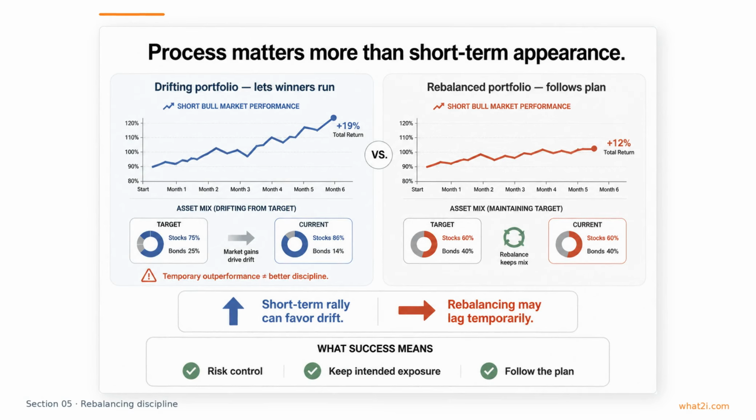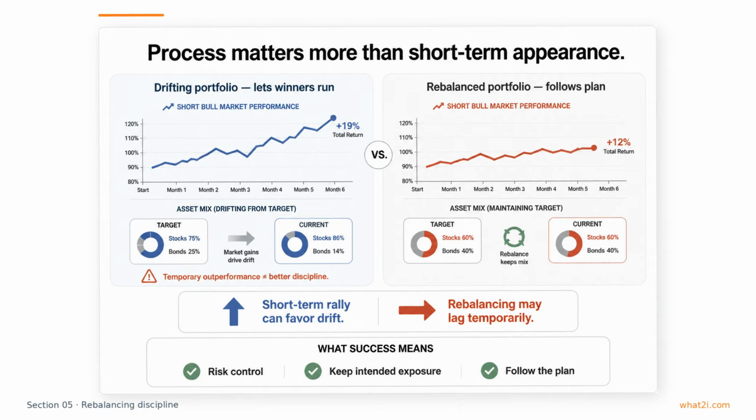A disciplined rebalancing process will not look best in every short period, and investors need to expect that. In a strong bull market, a portfolio that is allowed to drift toward the winning asset may outperform temporarily. A rebalanced portfolio may lag because it has been trimming the strongest performer. That does not mean the strategy failed. The success standard is not short-term appearance, but whether the portfolio stayed aligned with its intended risk and whether the investor followed the plan. Process quality matters more than whether discipline happened to look good last quarter.